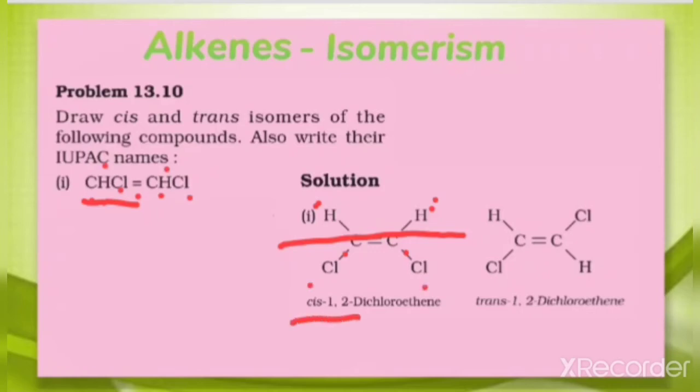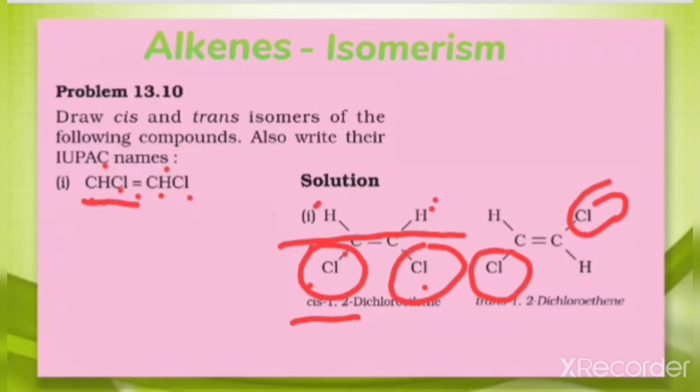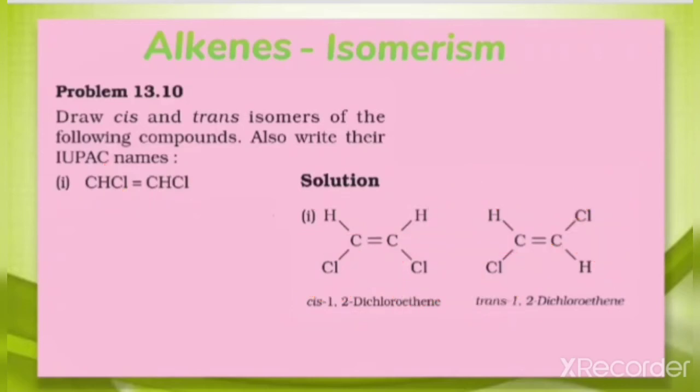So this one is cis, because identical groups are on the same side of the double bond. And when you want to make the trans form, just change it. You have to put the identical groups on opposite sides. You can see this is on the opposite side. So if you want to check which one is cis and trans, just make a line over the identical groups. If they are on the same side of the double bond, it is cis.